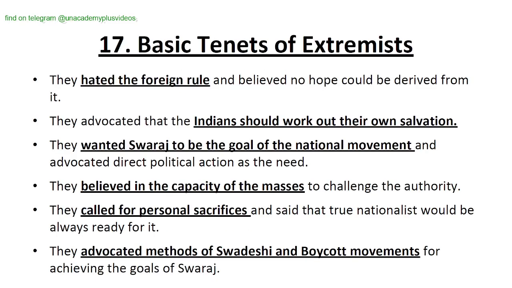Basic tenets of the extremists. They hated the foreign rule and believed no hope could be derived from it. They advocated that Indians should work out their own salvation. They wanted Swaraj to be the goal of the national movement and advocated direct political action as the need. They believed in the capacity of the masses to challenge the authority. They called for personal sacrifices and said that true nationalists would always be ready for it. They advocated methods of Swadeshi and boycott movements for achieving the goals of Swaraj.